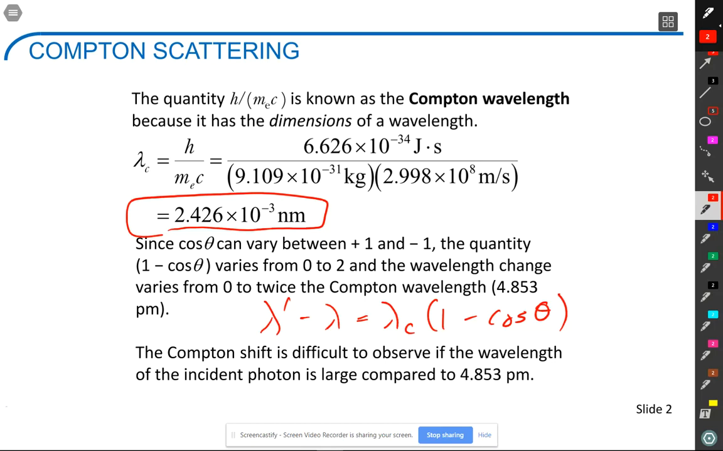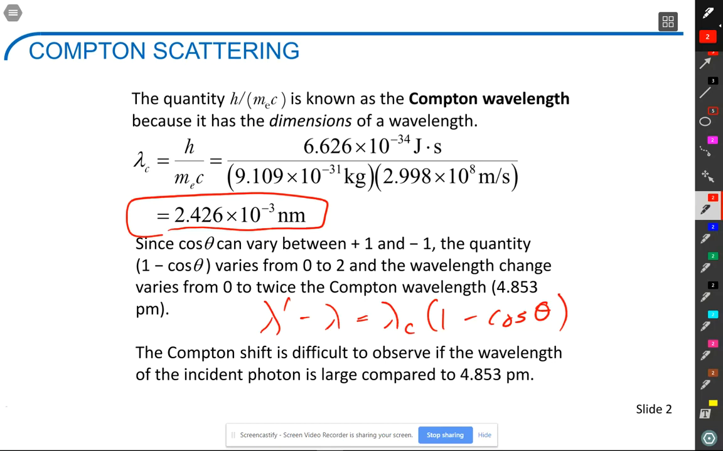Now, if you look at this equation, 1 minus cosine theta, what angle for theta is going to give you the biggest value in parentheses? Now, cosine theta goes between what two extremes? 0 and 1. Oh, wait, I misheard what you said. I know what you meant, though. Goes between minus 1 and 1. And so if this goes between minus 1 and 1, what's the maximum you can get between parentheses? 1 minus a minus 1 will give you 2. So your maximum shift would be 2 times the Compton wavelength.